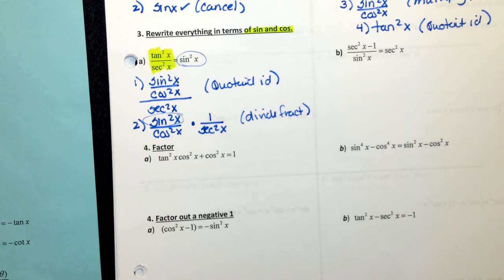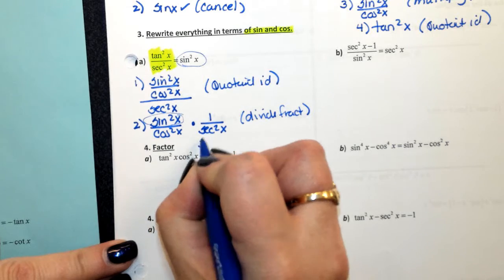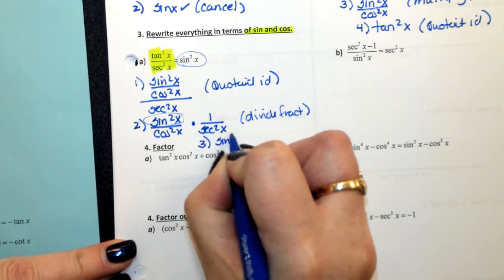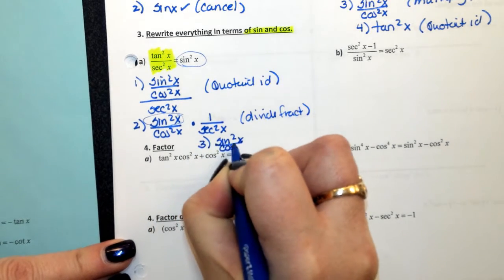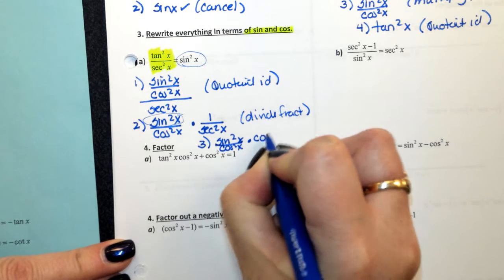So now, what is the relationship between secant squared and cosine? They are reciprocals. So what is 1 over secant squared equivalent to? Cosine squared. And what's the reason? The reciprocal identities.